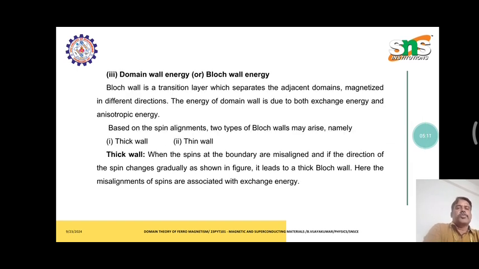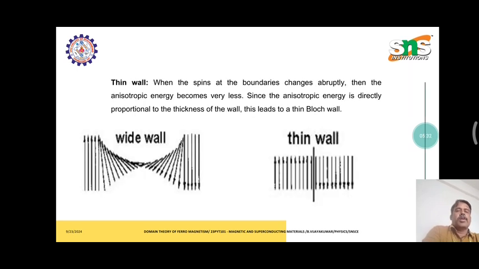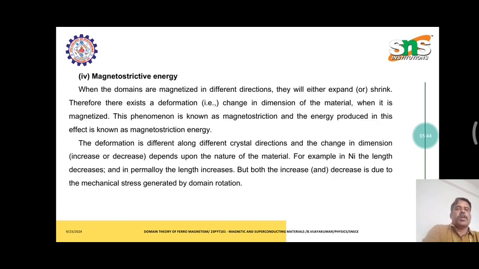Domain wall energy, or Bloch wall energy. Here we discuss thin wall or thick wall based on the wall thickness, that is a Bloch wall. In a thick wall, the spin at the boundary is misaligned gradually in the direction of spin change. But in a thin wall, the spin at the boundary changes abruptly, and then the anisotropic energy becomes very low. So this is a wide wall and a thin wall.